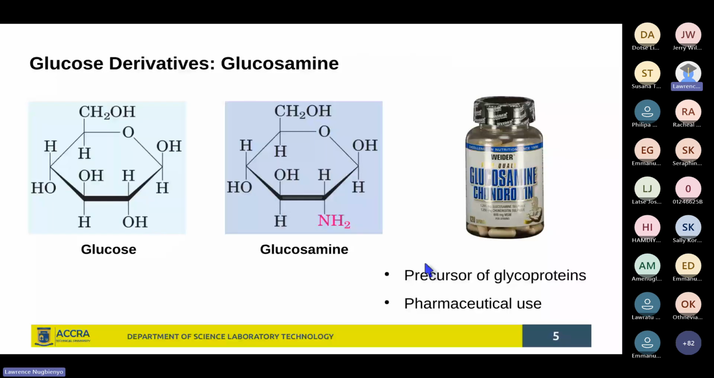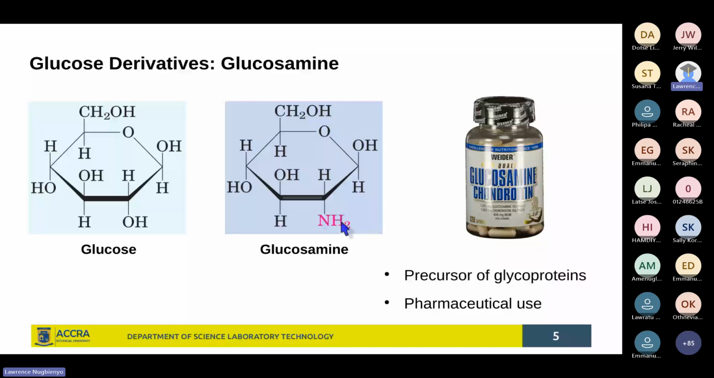Now, another one is glucosamine. So here too, you have the glucose molecule on the left, and you have glucosamine on the right, which you can compare to the glucose molecule. And you realize that on carbon number 2 of glucose, where you have a hydroxyl group, that hydroxyl group is substituted with an amine group in glucosamine.